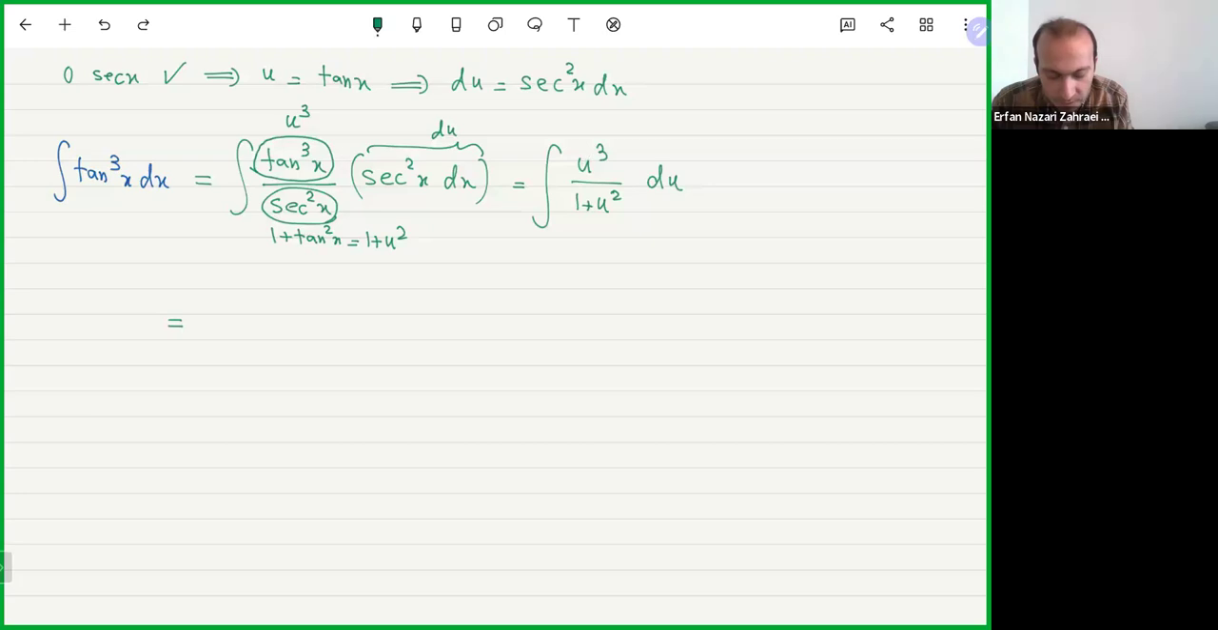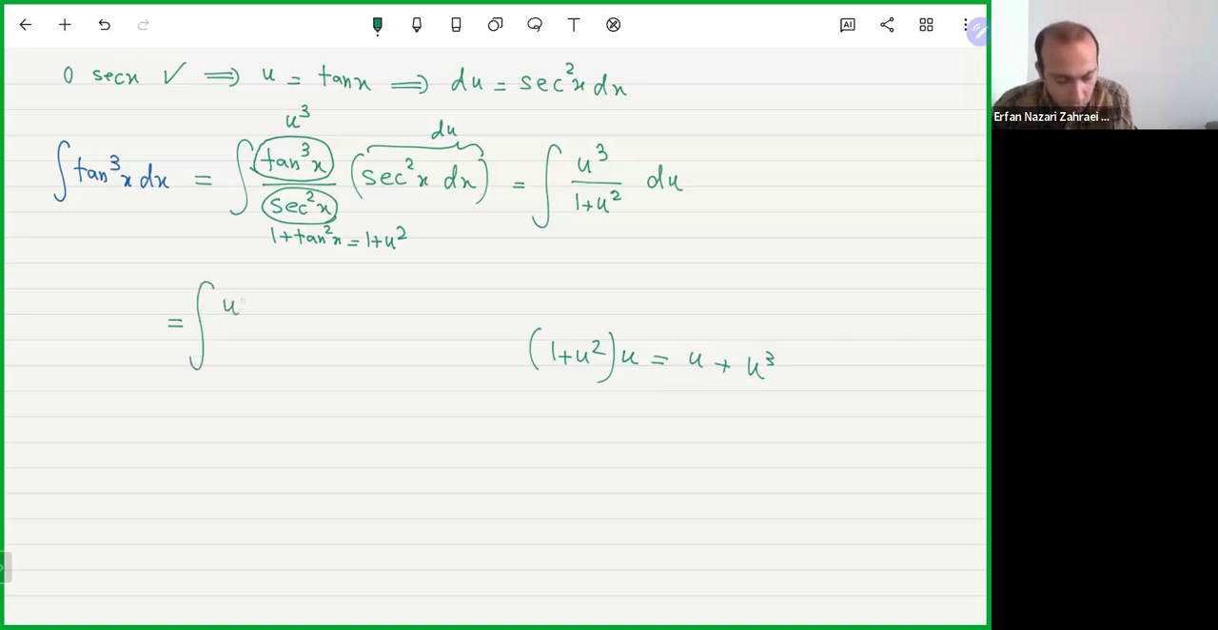The idea is that I have u cubed on top, but in the denominator I have 1 plus u squared. So if I want to make a multiple of the denominator on top, then what should I do? To get u cubed out of it, I need to increase the degree by 1, or multiply by u. When you multiply by u, you don't just get u cubed, you get u plus u cubed. So I create this term on top as a multiple of the denominator.